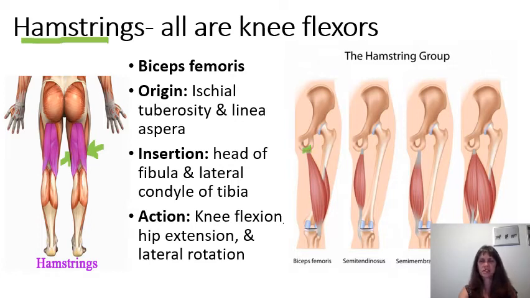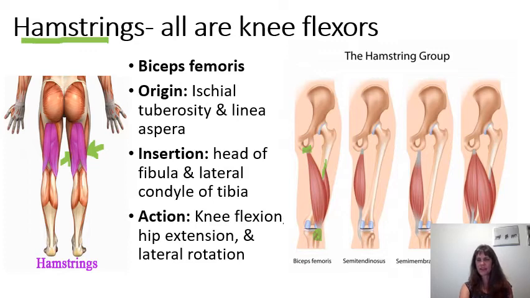One origin is on the ischial tuberosity, while the other is on the linea aspera of the femur. The insertion for biceps femoris is the head of the fibula and lateral condyle of the tibia. Again, the action for biceps femoris is knee flexion. It will also extend the hip, and because biceps femoris is more laterally oriented than the other two hamstrings, it will laterally rotate the hip. By the way, the hamstrings get their name because traditionally butchers would string hams by the tendons of these muscles.